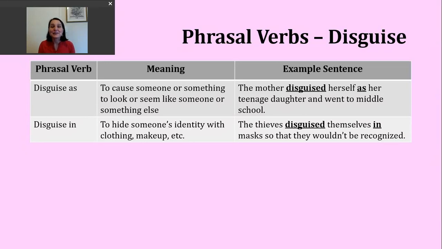Another phrasal verb you might hear is to disguise in. And this means to hide someone's identity with clothing, with makeup, or something else. Here's an example. The thieves disguised themselves in masks so they wouldn't be recognized. So they wore something to cover their face, so their facial features weren't identifiable. Both of these phrasal verbs give us great examples of those reflexive pronouns coming between our verb and the preposition. So great for you to see real examples.